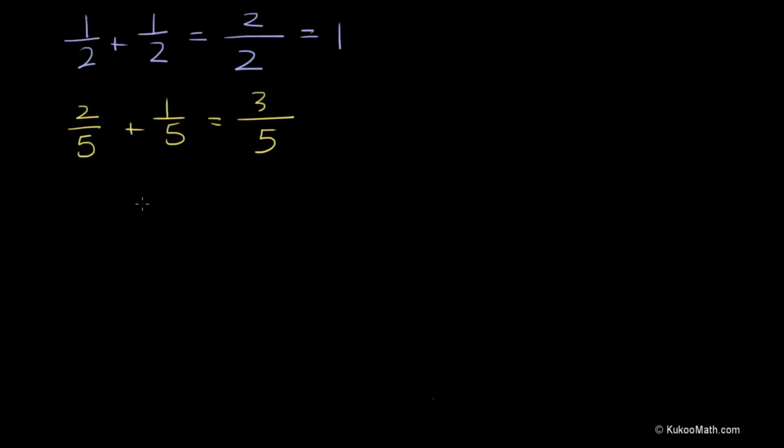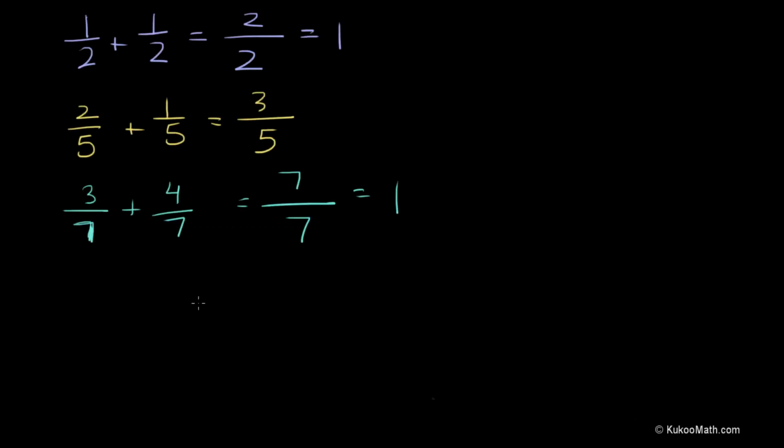Now let's try another problem. 3/7 plus 4/7. Again, we're going to add the numerators, so 3 plus 4 is equal to 7, and then carry over the denominator. Again, it's 7, and we can simplify this to 1.